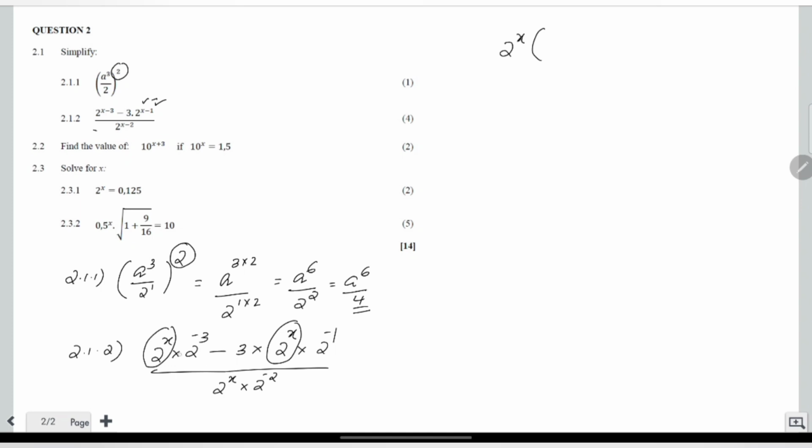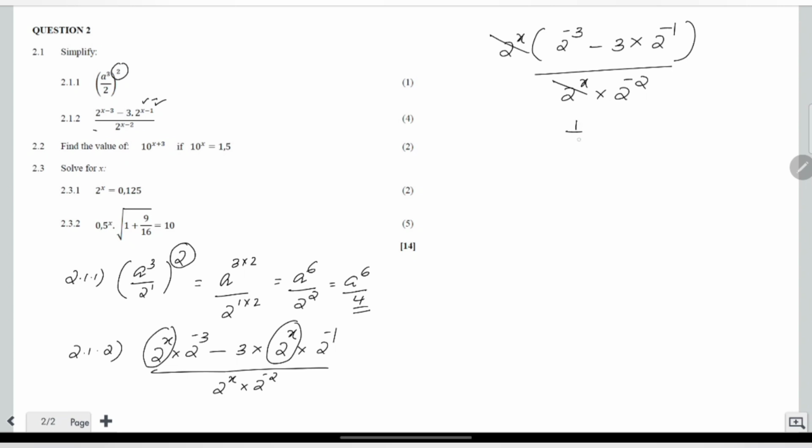Go back to the previous step and look at the numerator. Wherever you see 2 to the power x, you have to think about 1. So 1 times 2 to the power minus 3, that is 2 to the power minus 3, minus 3 times 1 times 2 to the power minus 1. That 1 you don't need to write. So this is how you got it, divided by 2 to the power x times 2 to the power minus 2. Now we can cancel it. Remember, after factorizing, you can cancel. Clear? Now the rest you can simplify.